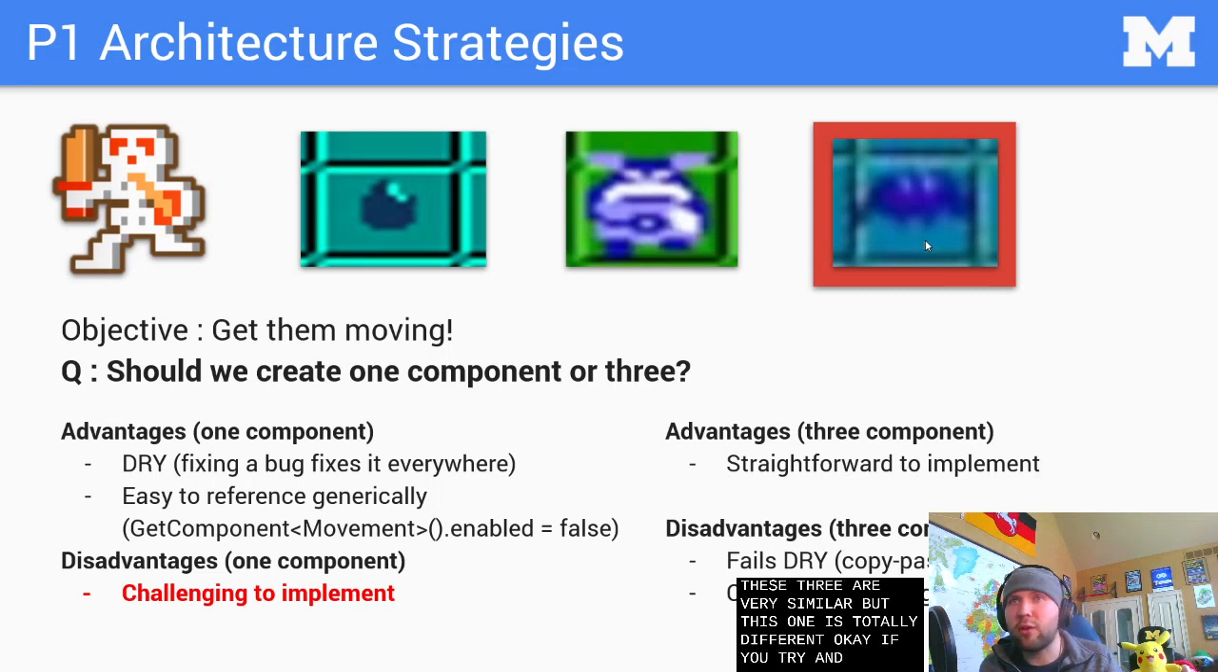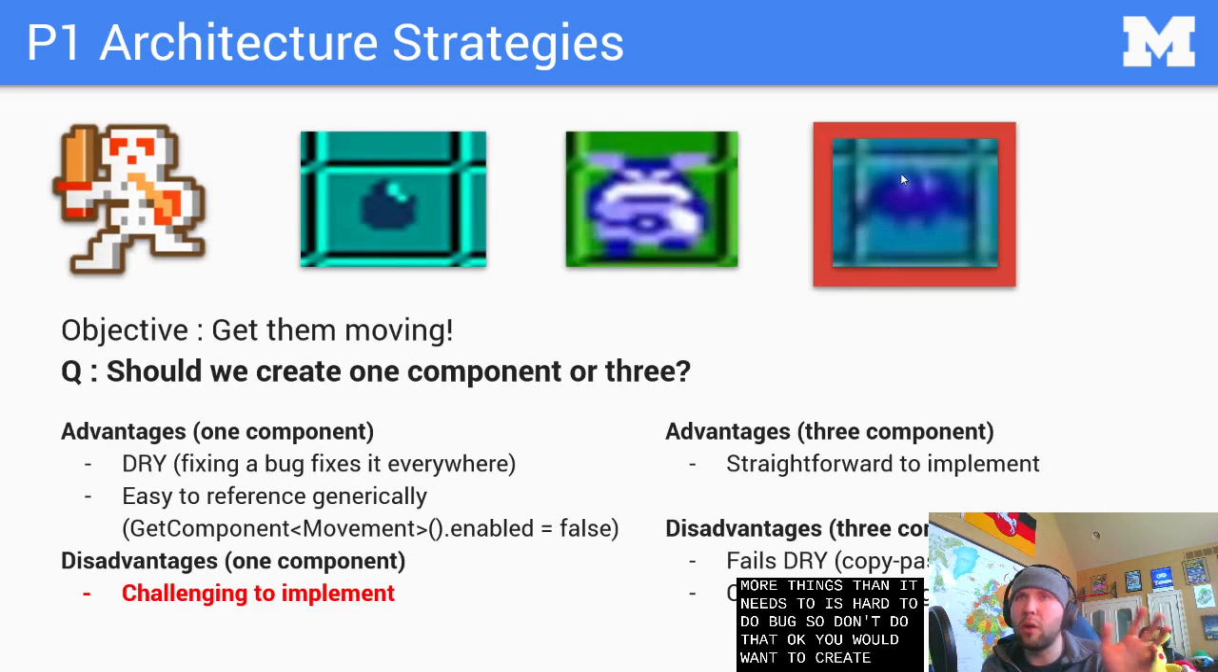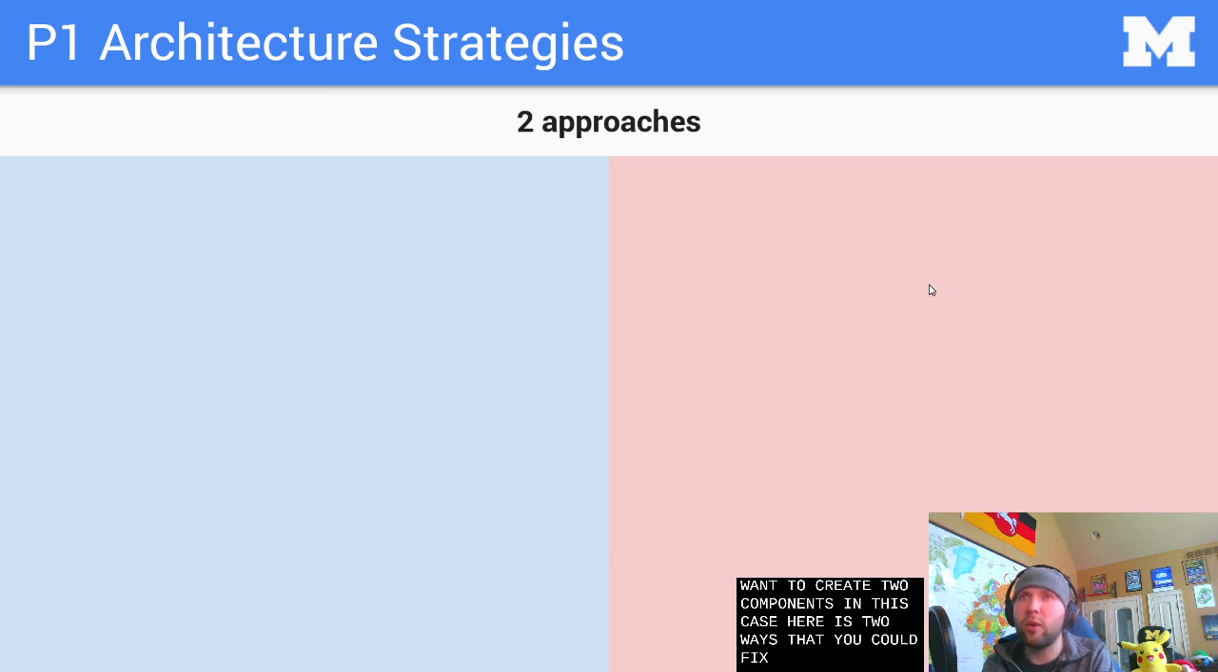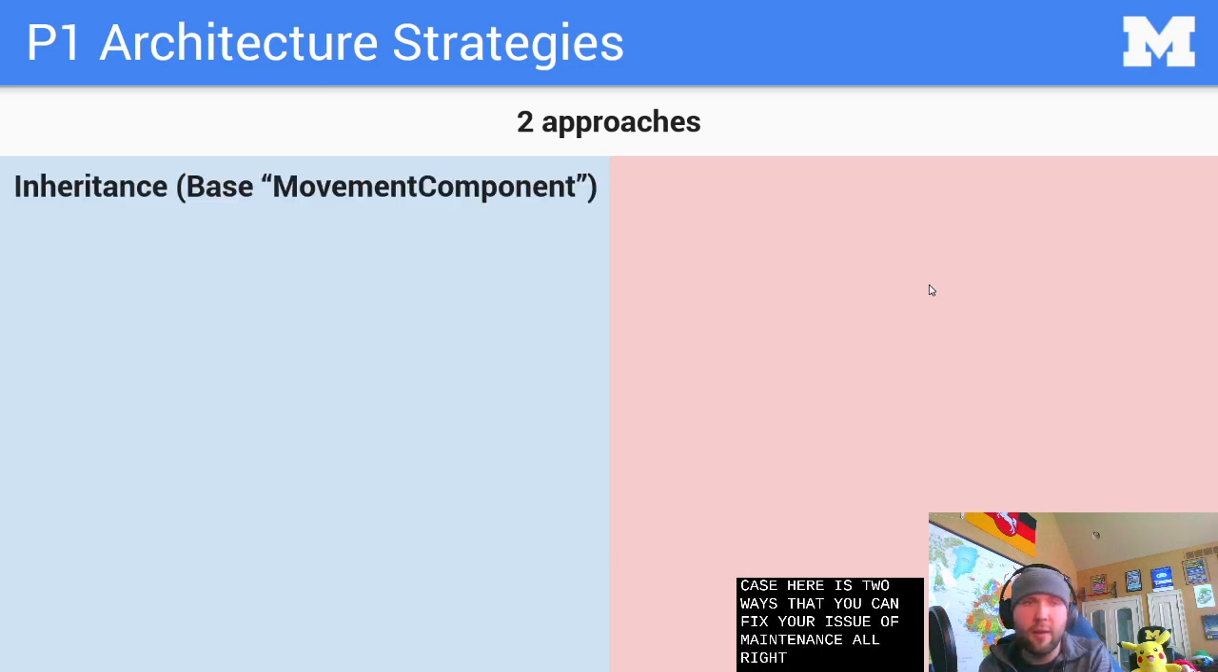If you try and do that, you're going to end up with a 4,000 line component that is super complicated and big and does more things than it needs to, and it's hard to debug. So don't do that, okay? You would want to create two components in this case. Here are two ways that you could fix your issue of maintenance, all right?